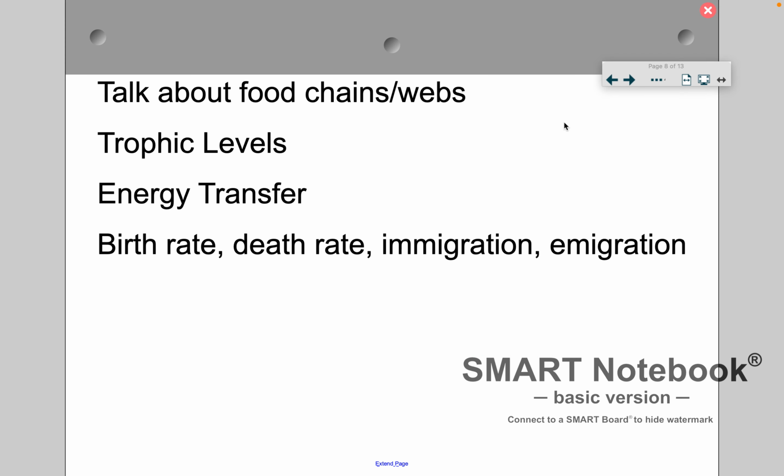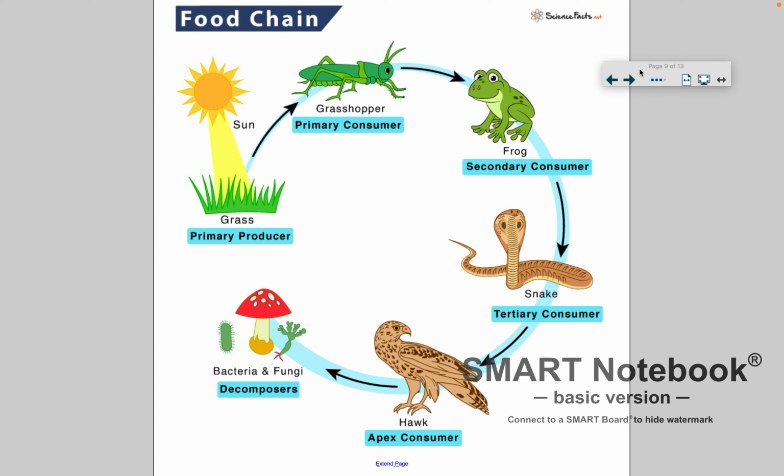Okay, so I'm going to talk a little bit about food chains and webs, trophic levels, and how energy is transferred. And then I'm done with this little lecture. But I also want to talk a little bit about birth rate, death rate, immigration, and emigration. So remember that these are 4 factors that can change populations, and 2 factors increase: birth rate and immigration, individuals moving into that population. And 2 factors can decrease: death rates and emigration. They exit, they leave. So here's a food chain.